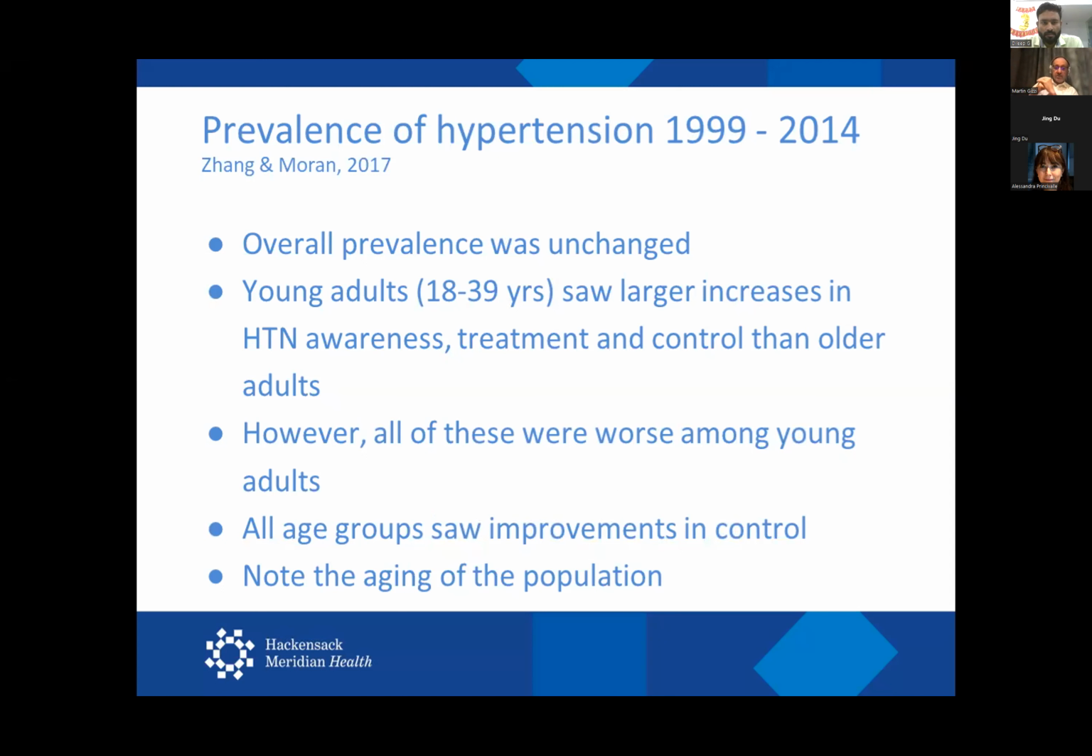Overall, all of these trends were worse among young adults, meaning they were less likely overall to be aware that they even had hypertension and to treat it, but they did have improvement in that period. They didn't catch up to the older adults. All age groups saw improvements in control, but let's also keep in mind that the population is aging. So the people who are most susceptible to that disease are becoming more populous themselves.